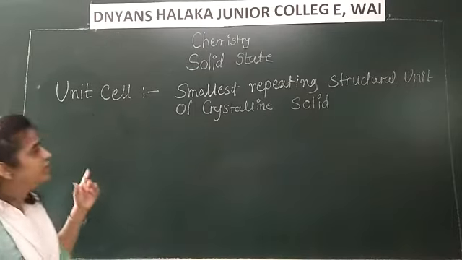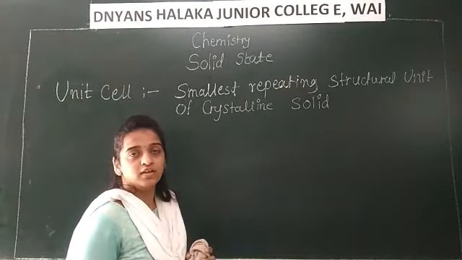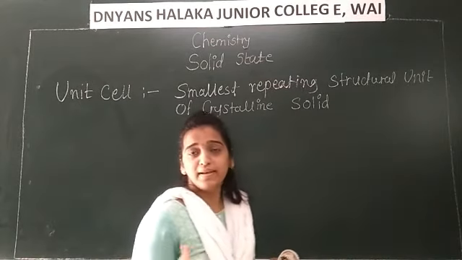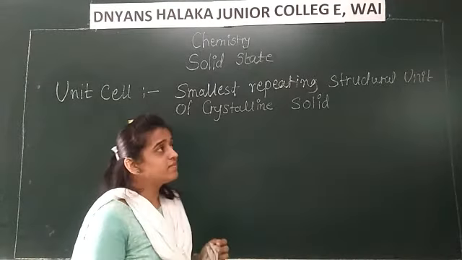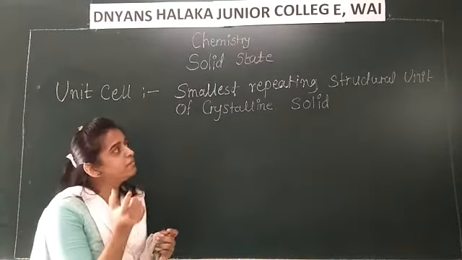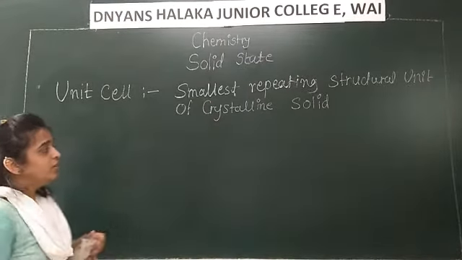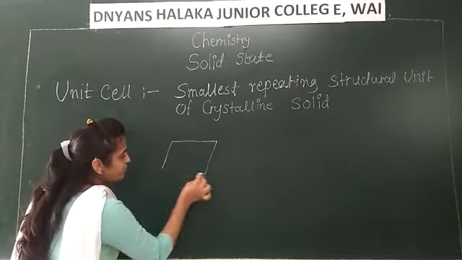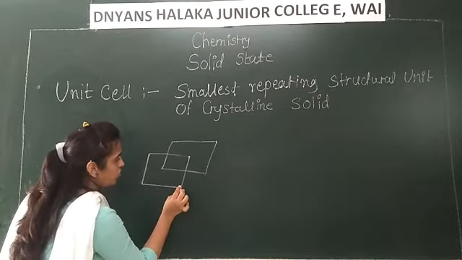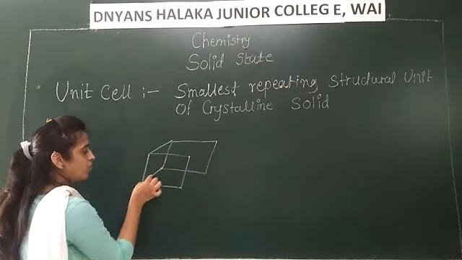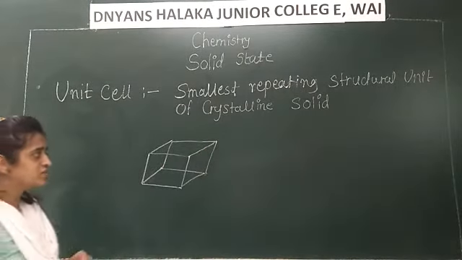Next new point, unit cell. Unit cell means the smallest repeating structural unit of a crystalline solid. So we consider as an example a wall in class. So the wall is made up of a number of bricks. So a brick is a unit cell, and this repeating structure of units is known as unit cell. So diagram. So this is unit cell.